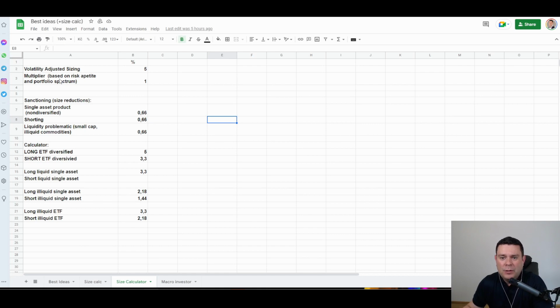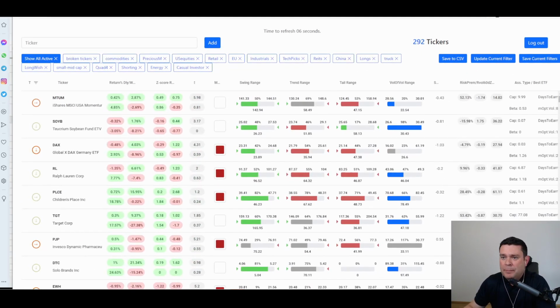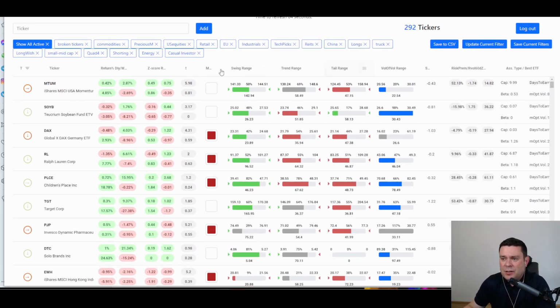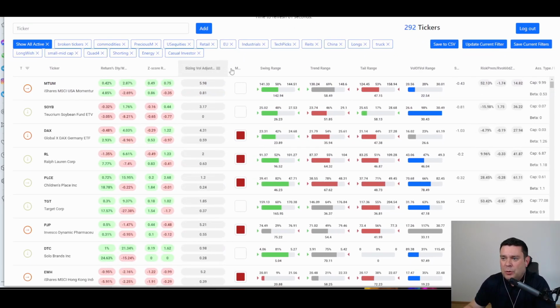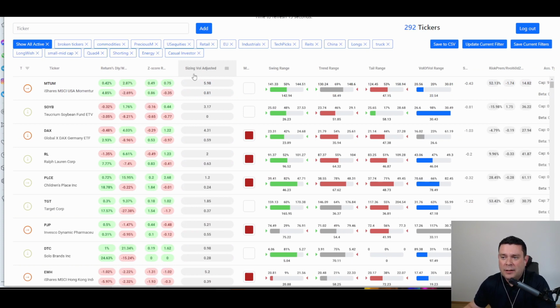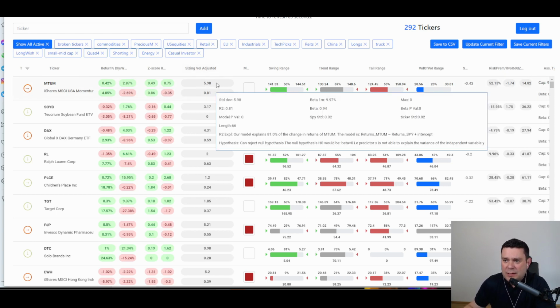Our focus for today is sizing. In the market timers dashboard, you have one column called sizing volatility adjusted. It is a calculation which is based on volatility of a particular asset. And it's this first number.